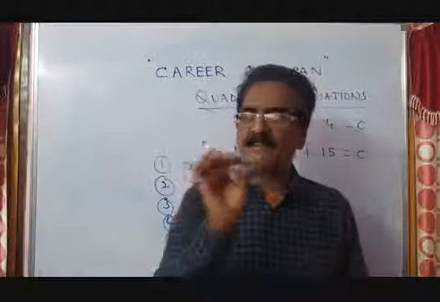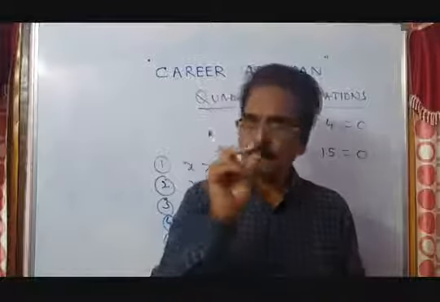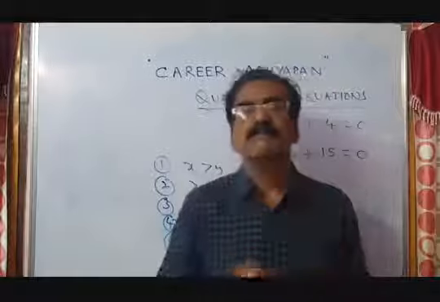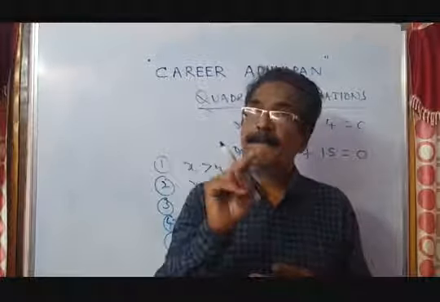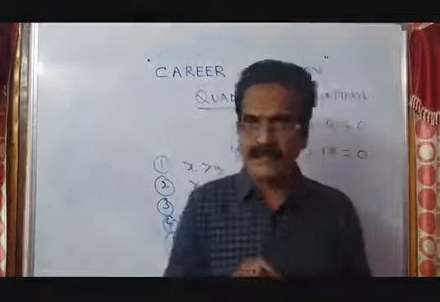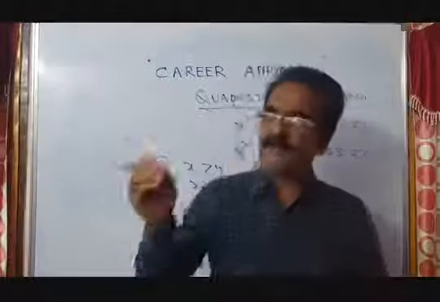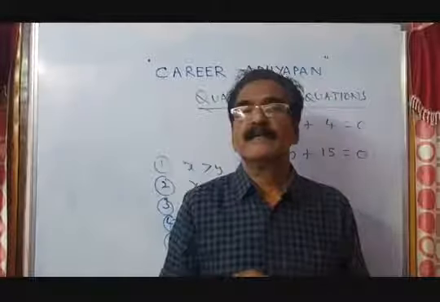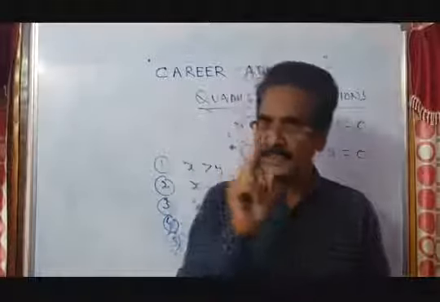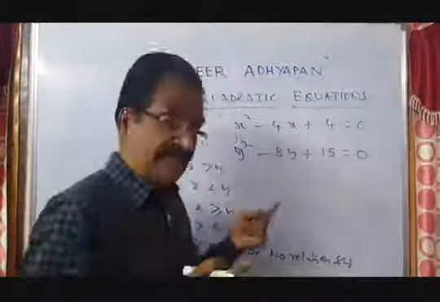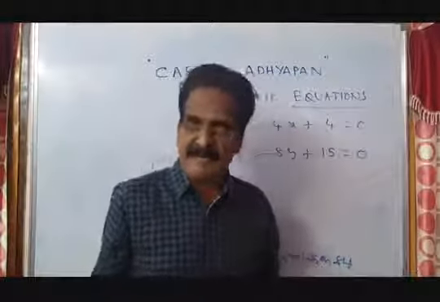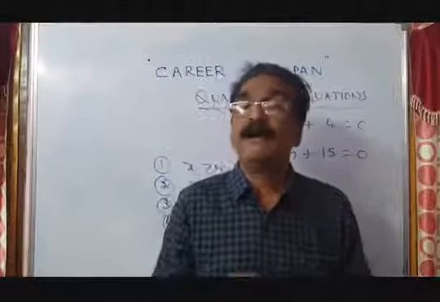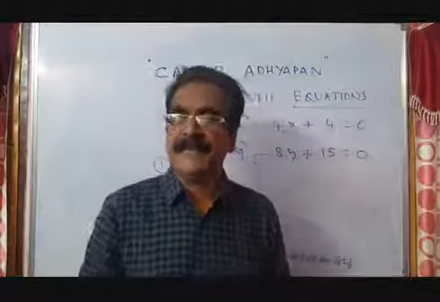After getting the values of x and y, you have to compare the values of x with the values of y. You have to compare both the values of x with both the values of y. After doing that, then only you have to say whether x greater than y, or x less than y, or x greater than or equal to y, or x less than or equal to y, or no relation can be established.